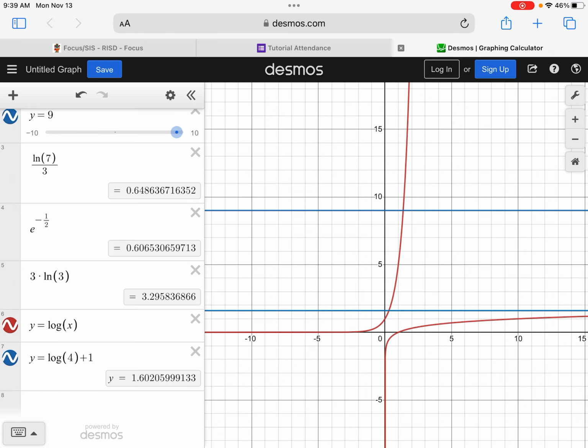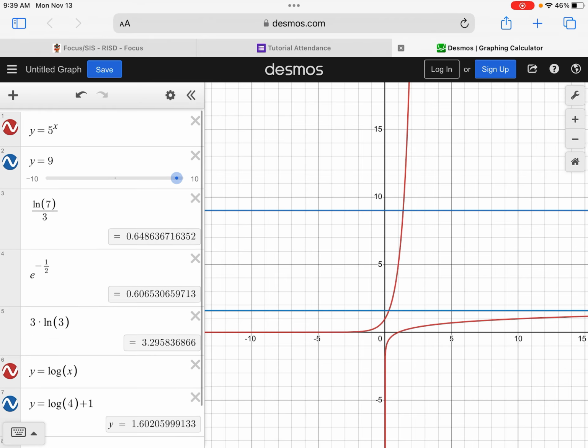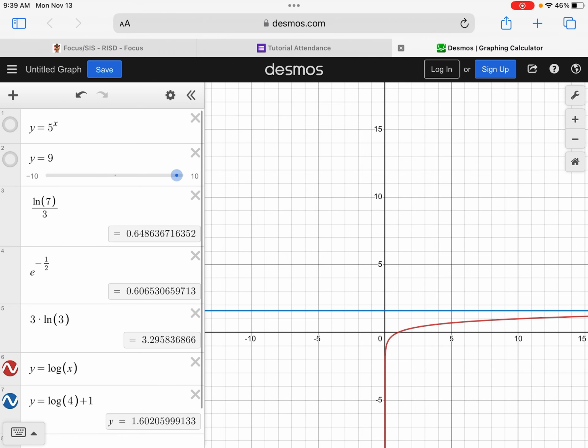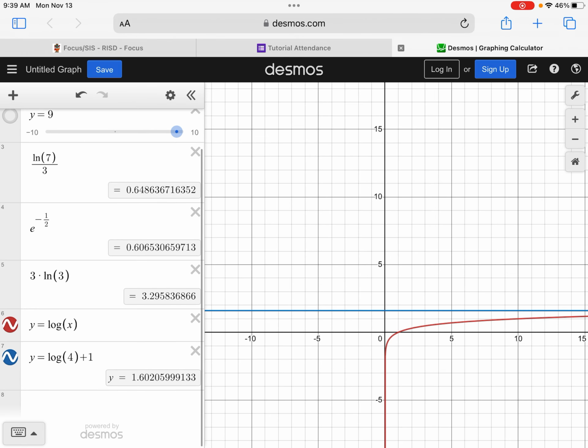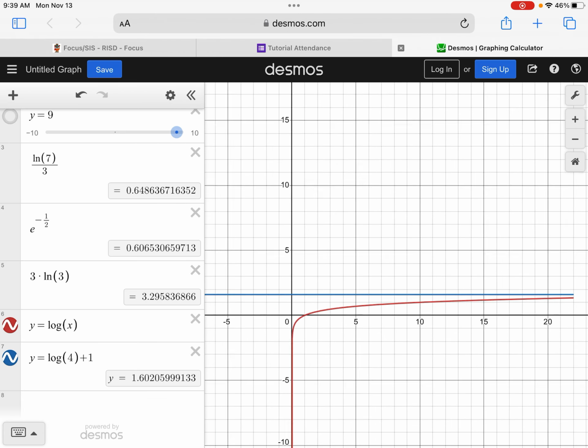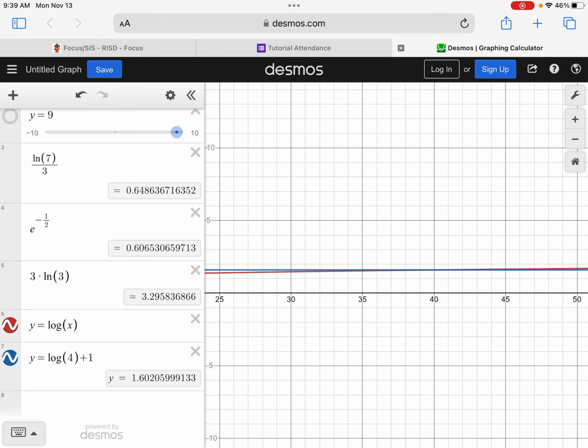I'm going to come back up here and turn off these first two. Now I'm looking at just these two. If we look, that intersection is out here. If you tap near it, it will go to it. And that intersection there is 40.